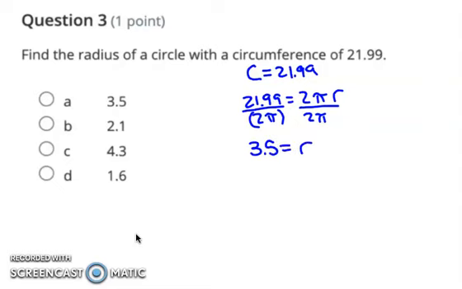Now I'm going to use that for my answer. Sometimes they have to go take the area after that, but that would be it. 21.99 divided by 2 pi.